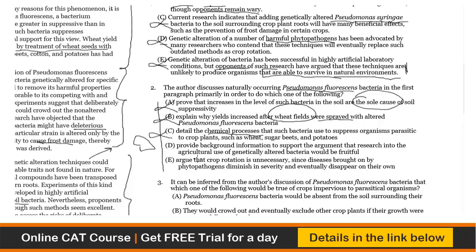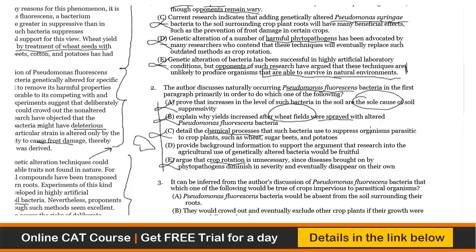Replace crop rotation with something else? That is not the argument. In fact, crop rotation would be a good idea. There are two ways of looking at it. Either you spray it with artificially, genetically modified bacteria, or you have crop rotation. The author has not said crop rotation is not good. Nowhere has he suggested or implied that crop rotation is not good.